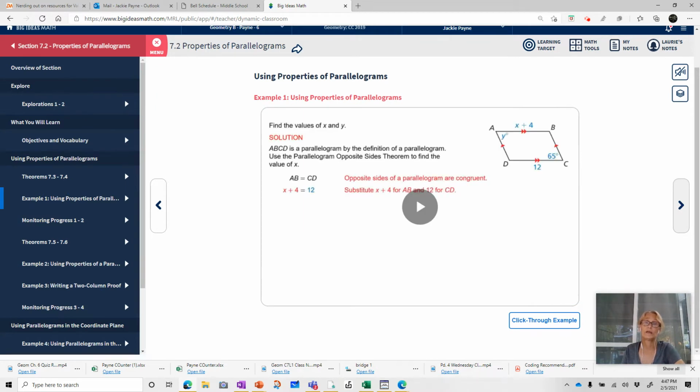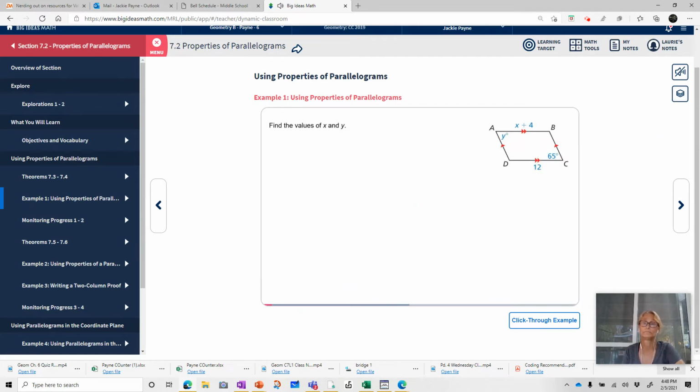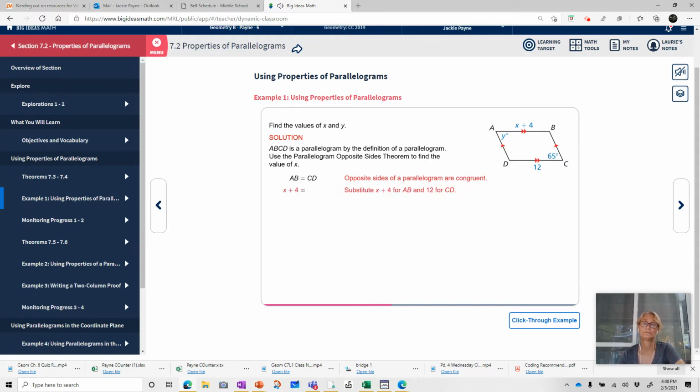So here we go. First example. Here's where we use the properties of the parallelograms to solve the problem. Find the values of x and y. Solution. Because ABCD is a quadrilateral with both pairs of opposite sides parallel, ABCD is a parallelogram by the definition of a parallelogram. Use the parallelogram opposite sides theorem to find the value of x. By the parallelogram opposite sides theorem, opposite sides of a parallelogram are congruent. So, AB equals CD. Substitute x plus 4 for AB and 12 for CD. To solve for x, subtract 4 from each side of the equation. This gives you x equals 8.